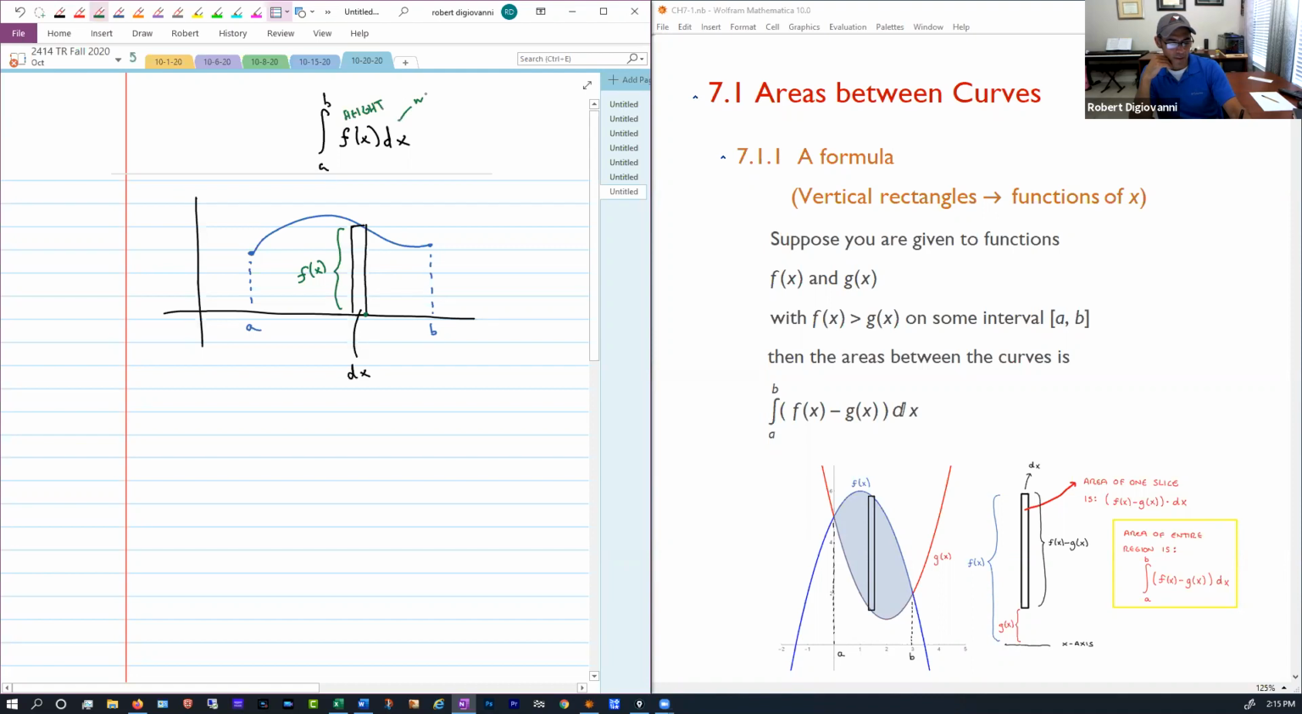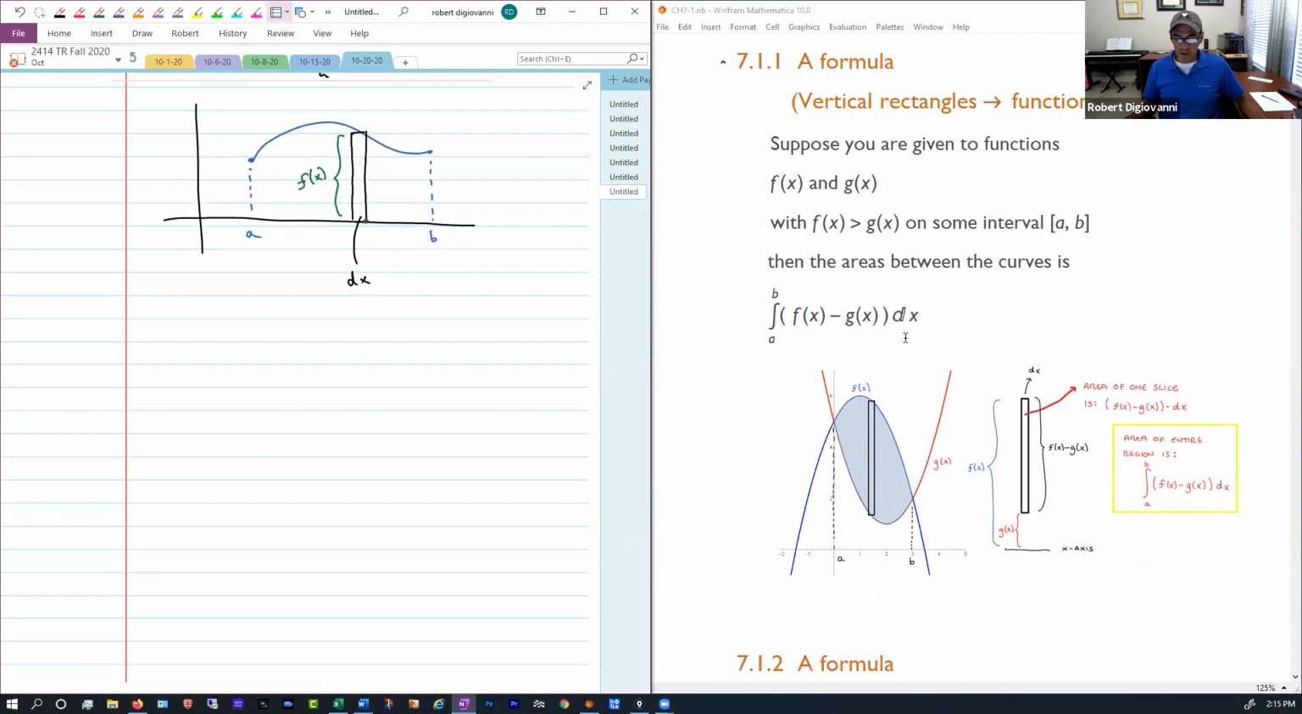And this was our width. Yes? Now, what we want to do is try and figure out if we can find the area between two curves. Instead of the area underneath one curve, the area between two curves.